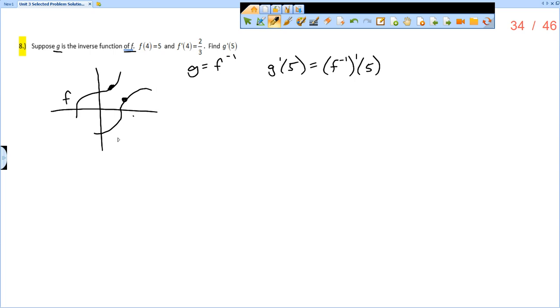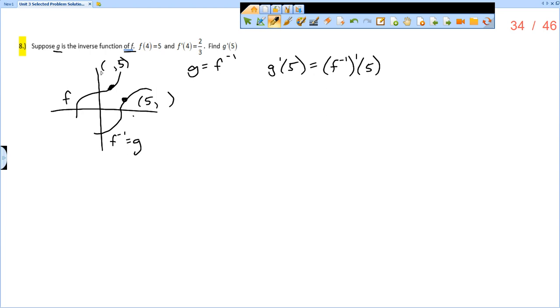So let's call this f. Let's call this f inverse, which is also g. So I'm going to label this point here and label this point here. So I want g prime of 5. So that means that 5 is the x value on g, or f inverse, which means it is the y value on f.